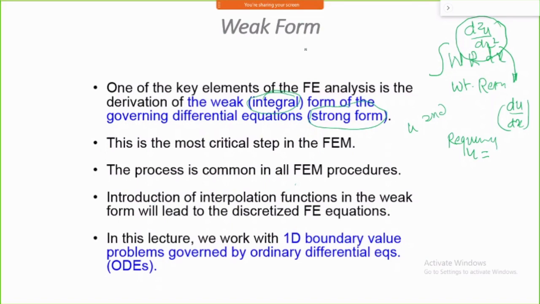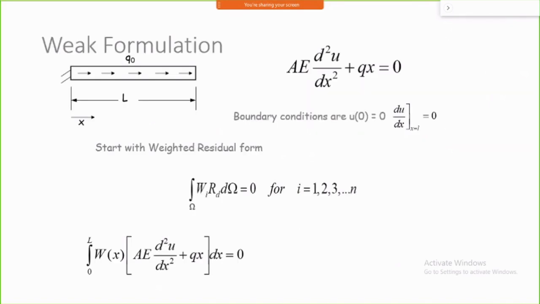And once we understand this, what is to be done? This weak form is to be applied for the discretization purpose. It will take care of the continuity in the equations. It will take care of the boundary conditions also. All these things it is going to take care of. That's the reason we are going to look at it.